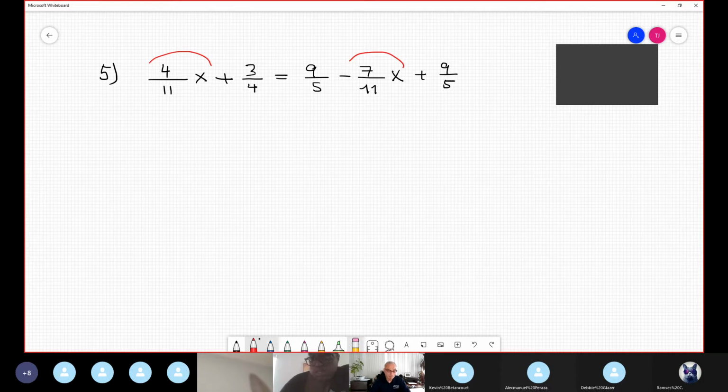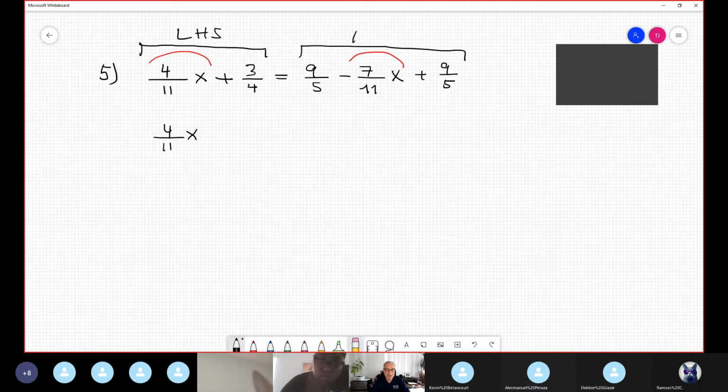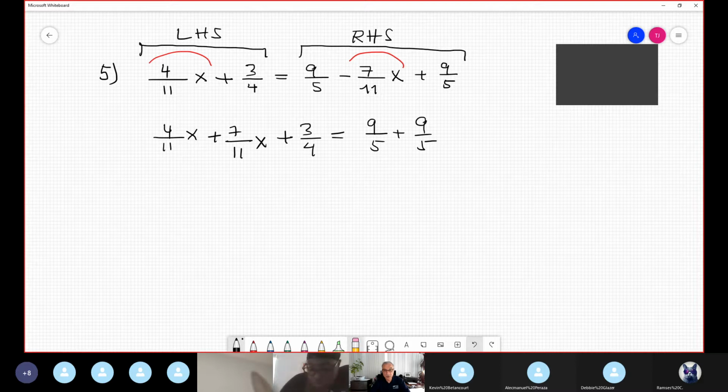Entonces, I recommend, for example, you bring down this guy, no problem. You move this to the left-hand side. Remember the equation in your mind, you need to understand that the equal sign separates the left-hand side and right-hand side. And when you're switching to the other side, you change the sign. This is plus 7 over 11 x, bring down 3 over 4, and the right-hand side stays 9 over 5, plus 9 over 5.